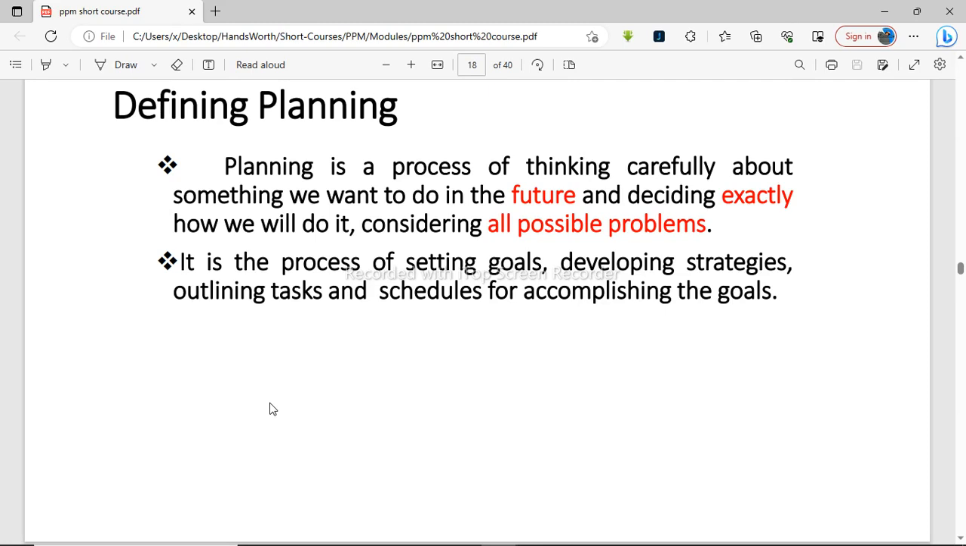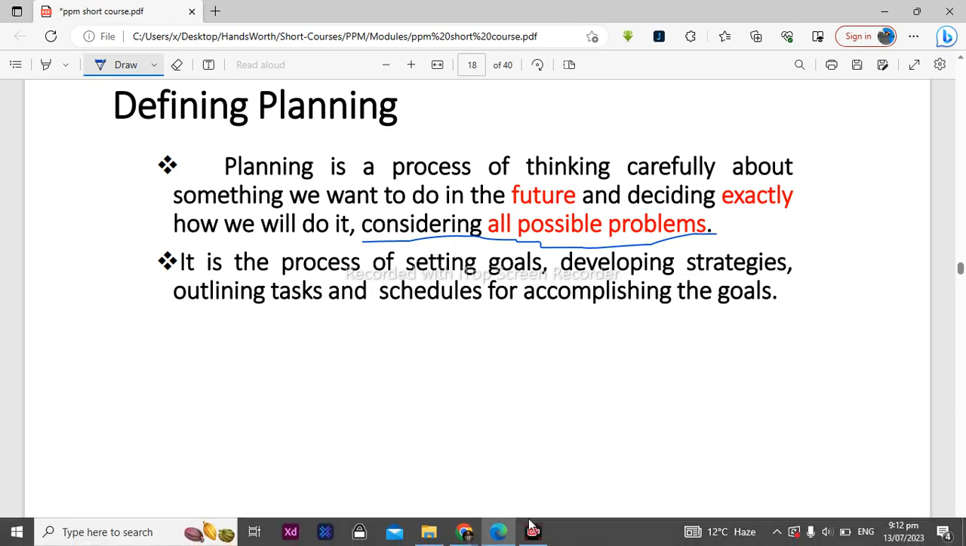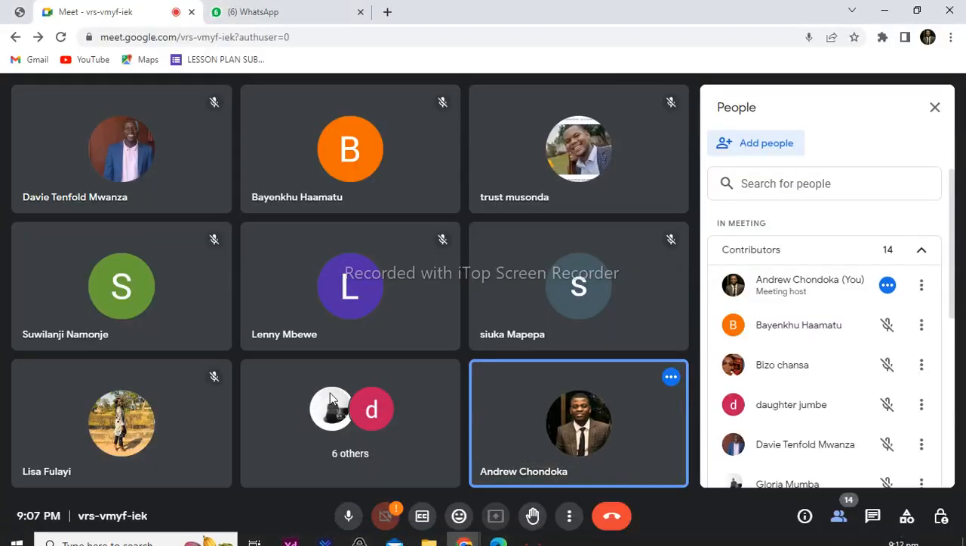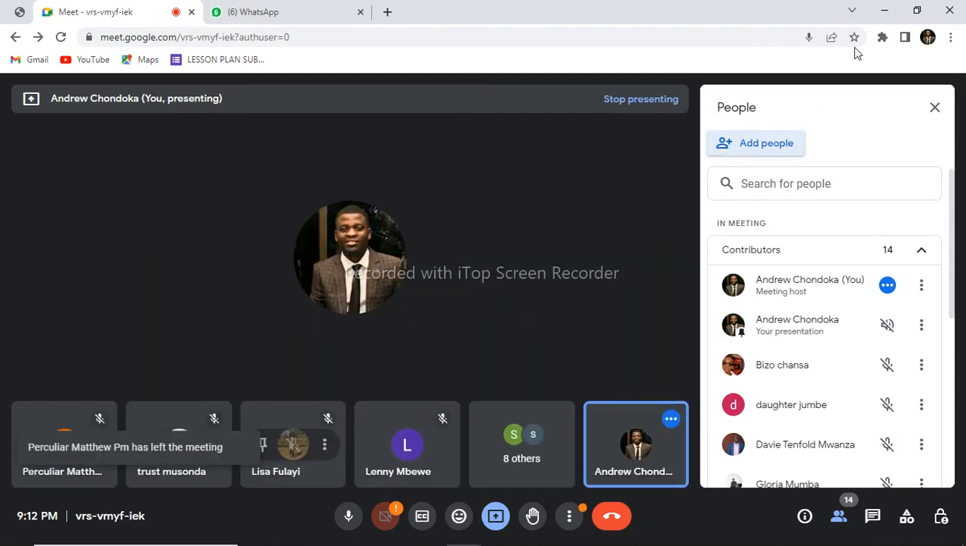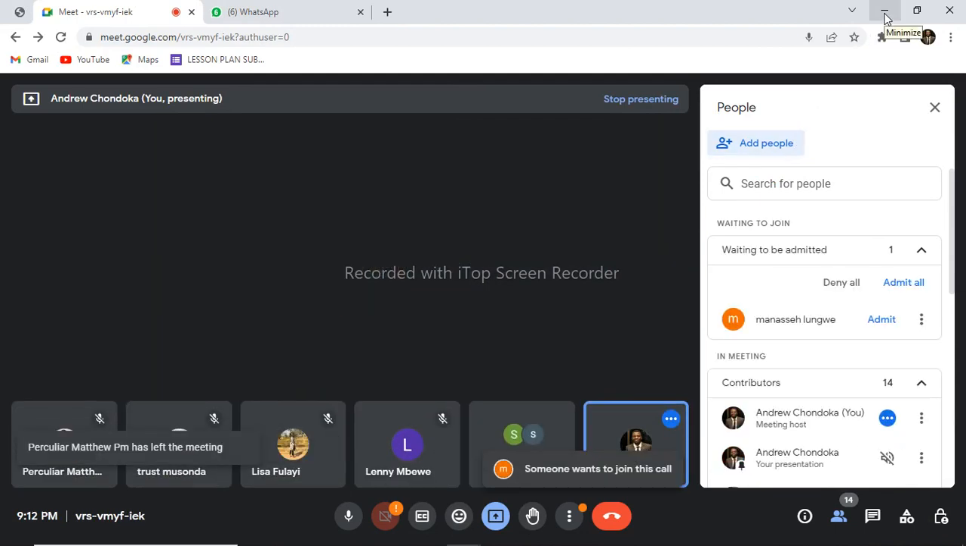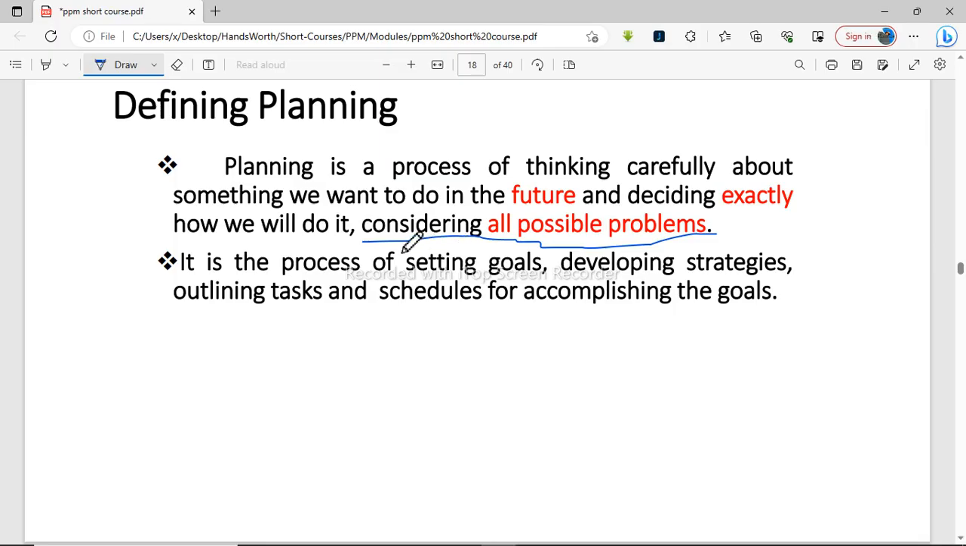So I'm just trying to reiterate this last sentence here. If you allow me, let me just underline it. All right, so I've underlined this part down here, which I'm trying to emphasize, where it says considering all possible problems. So in a nutshell, that's exactly what planning is.